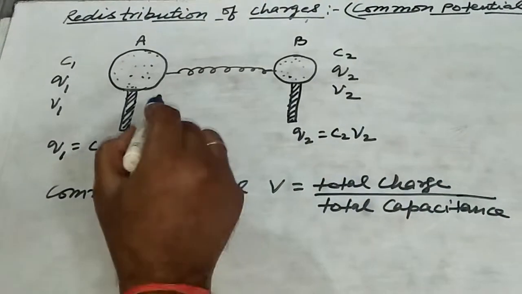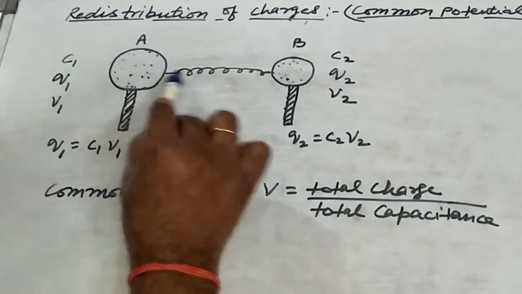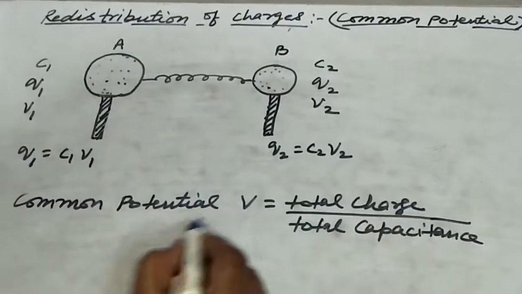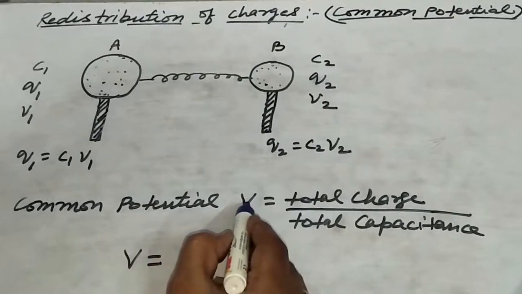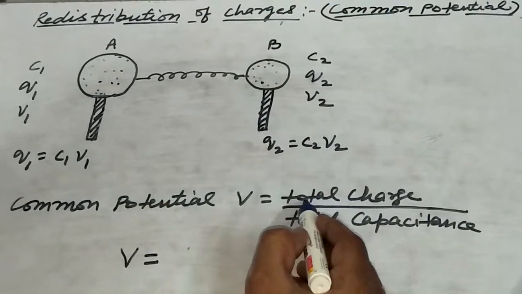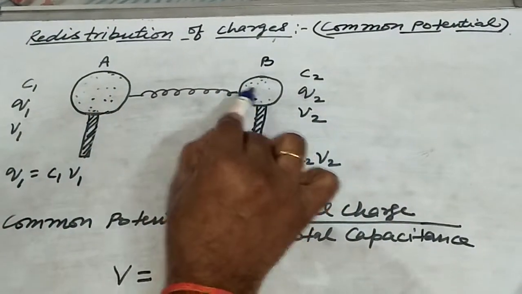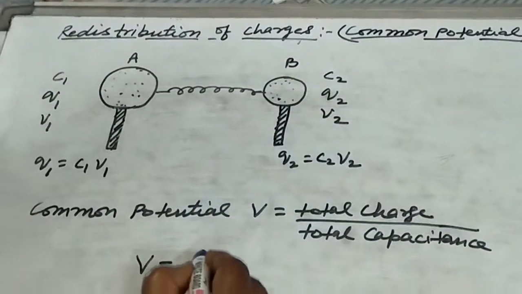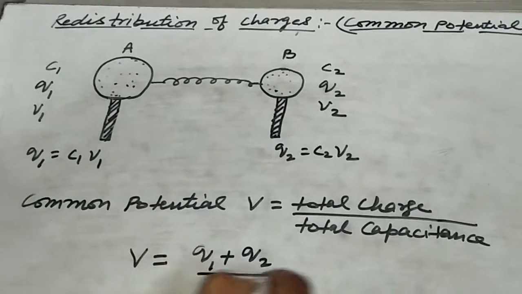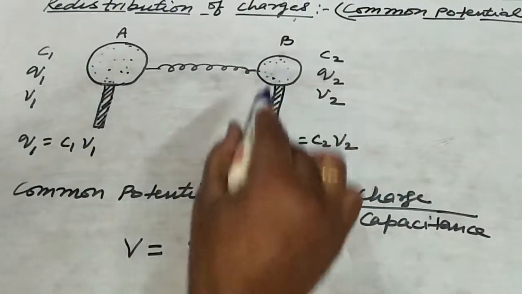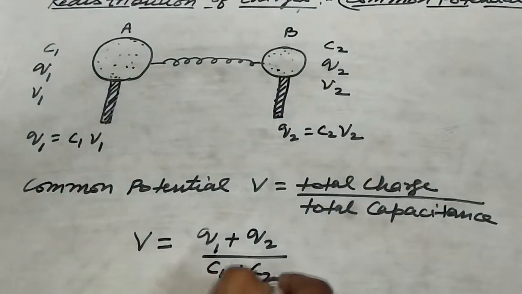After redistribution of the charge, when both conductors acquire the common potential V, the expression for that common potential V can be obtained by using this formula. V is equal to total charge, which means the sum of the charge on both conductors, Q1 plus Q2, upon the total capacitance of these two conductors, C1 plus C2.